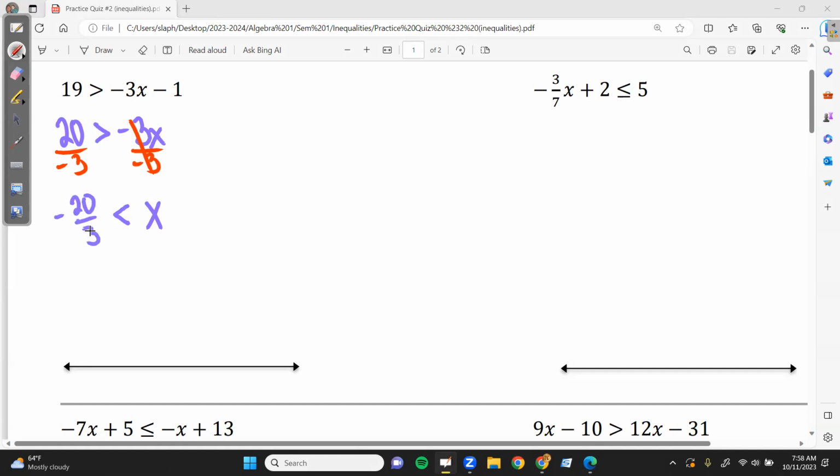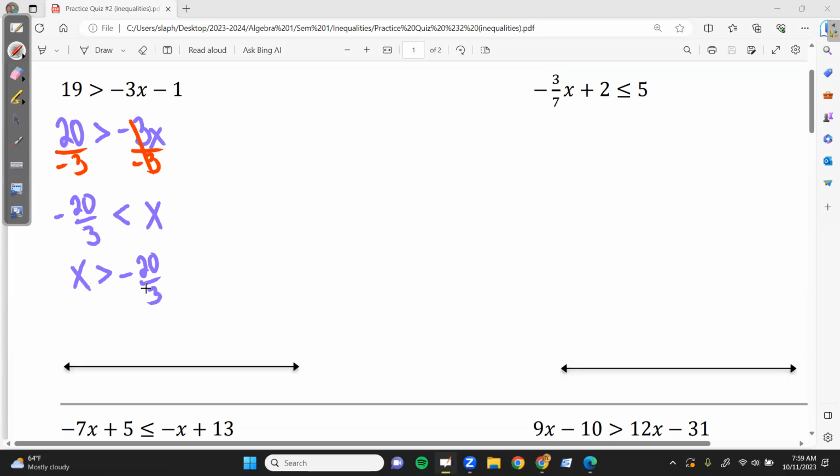I would not advise that you also try to switch sides at the same time. It's not a challenge. I'm sure some of you can probably do it just fine. It's just good advice. So now I'm going to switch it backwards, and I'm going to write it correctly as x is greater than negative 20 over 3.